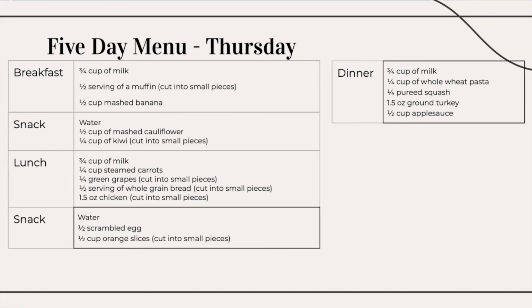For a snack, I said water, half of a scrambled egg, half of a cup of orange slices cut into small pieces. And for dinner, I said 3/4 of a cup of milk, 1/4 of a cup of whole wheat pasta, 1/4 of a cup of pureed squash, 1.5 ounces of ground turkey, and half of a cup of applesauce.